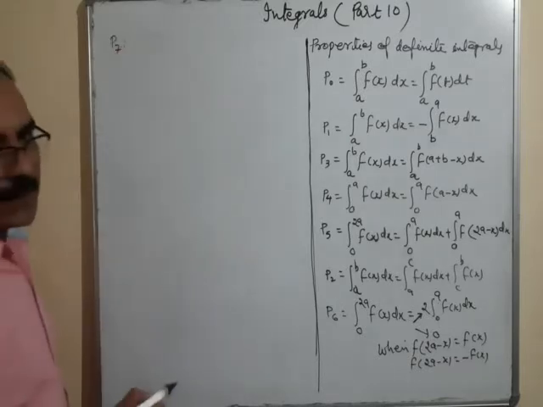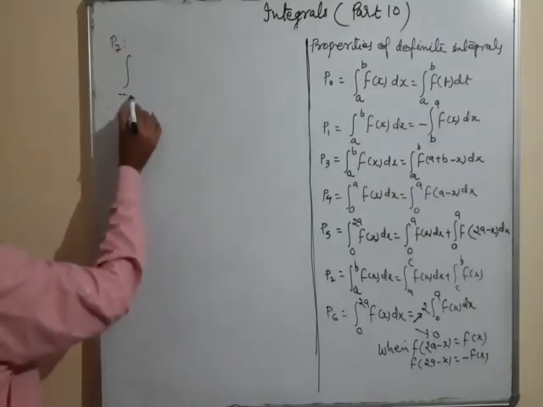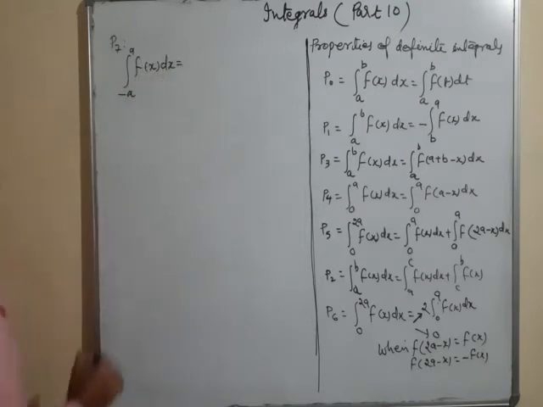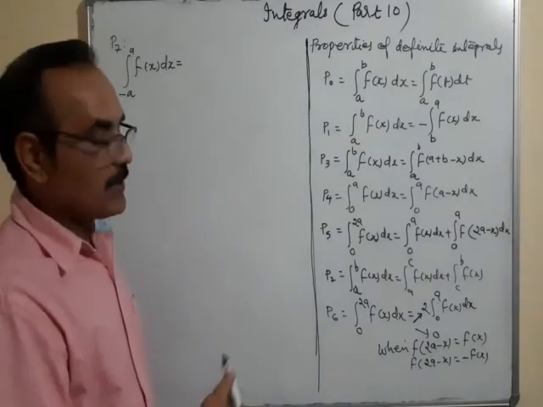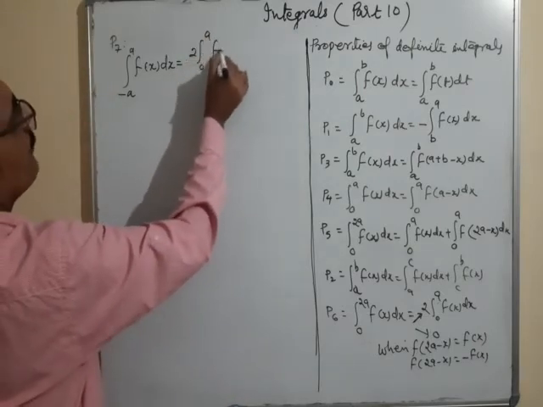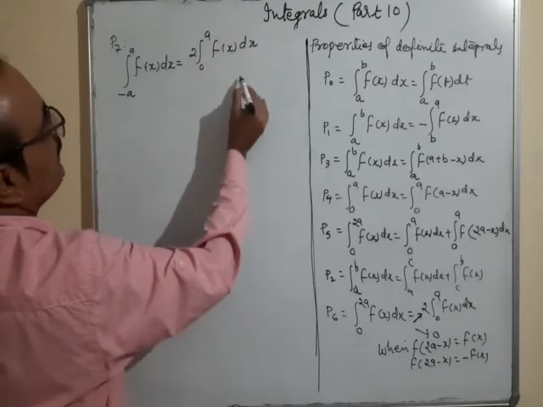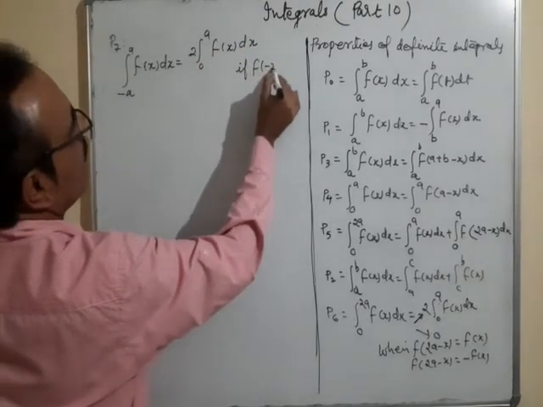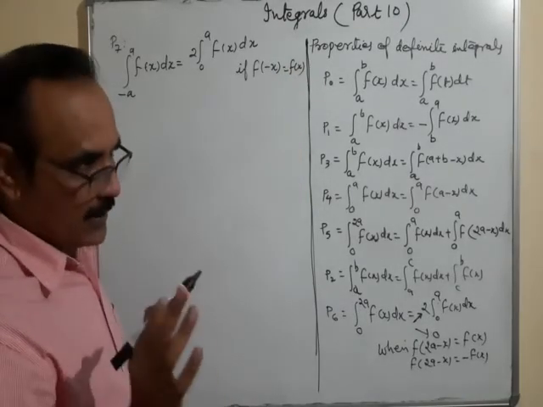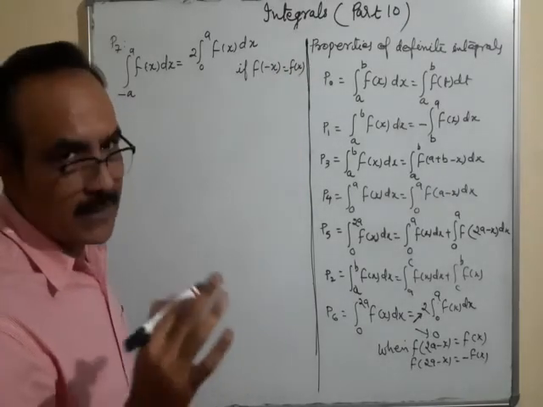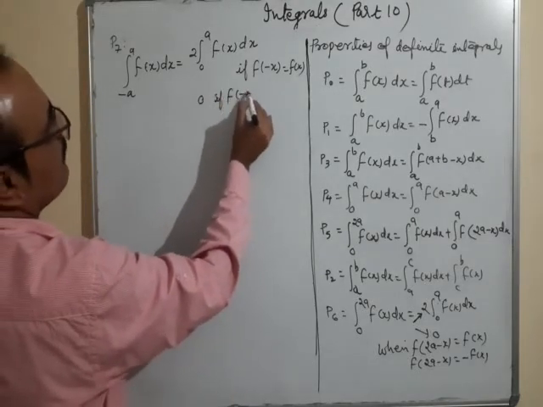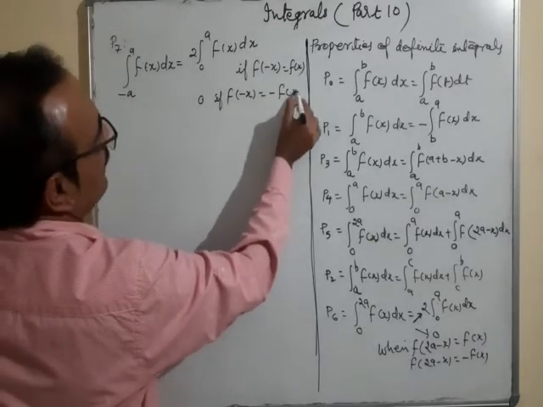Property 7. What is it? It is the integral from minus a to a of f of x dx, like property number 6, equal to 2 times the integral from 0 to a of f of x dx if f of minus x is equal to f of x, and 0 if f of minus x is equal to minus f of x.